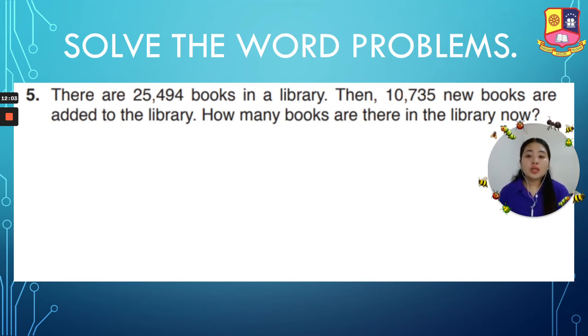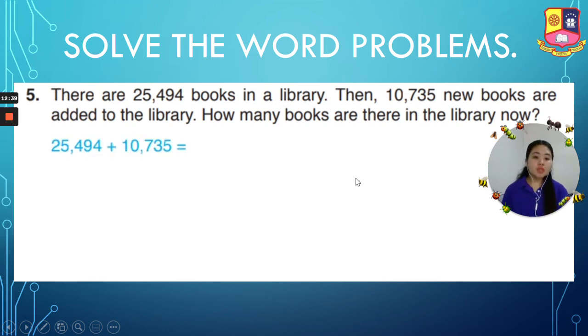Okay, look at the problem. So in the library, there are already 25,494 books, and 10,735 new books are added. So what will we do? That is plus. So in order to get the answer for the question, that is, how many books are there in the library now, we have to add the two amounts.